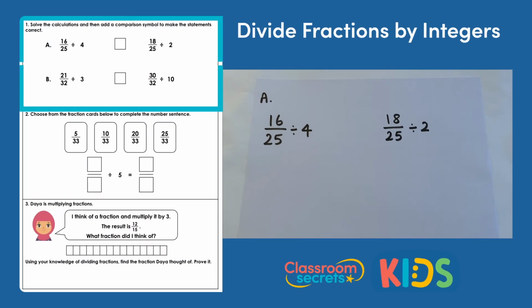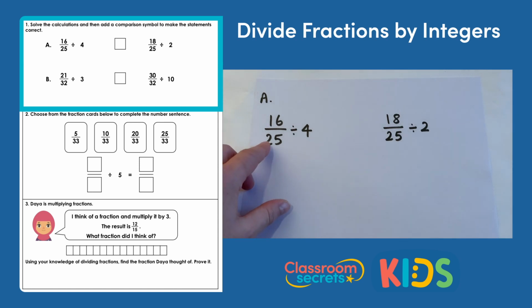Question 1 says, solve the calculations and then add a comparison symbol to make the statements correct. So we have A, we have 16 25ths divided by 4 and 18 25ths divided by 2, and we have to decide whether it's less than, greater than or equal to in the middle for the comparison symbol.